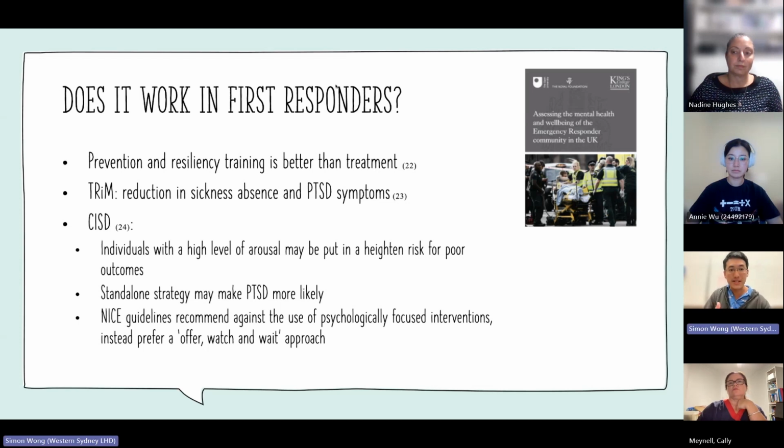With critical incident stress debriefing, they noticed that individuals with high levels of arousal may be put at heightened risk for poor outcomes. So once again, the critics were saying, do you want to stir the pot after a critical incident has happened? A standalone strategy may make PTSD more likely. And the NICE guidelines, the National UK guidelines, recommend against psychologically focused interventions, instead preferring to offer the opportunity of watch and wait.